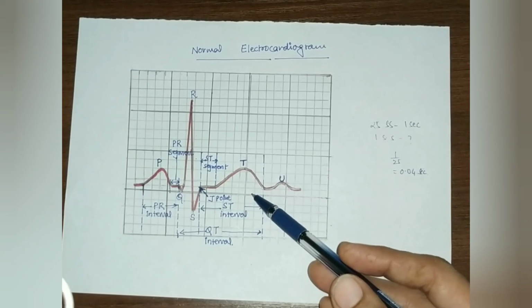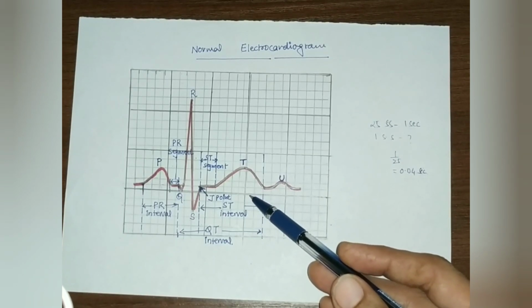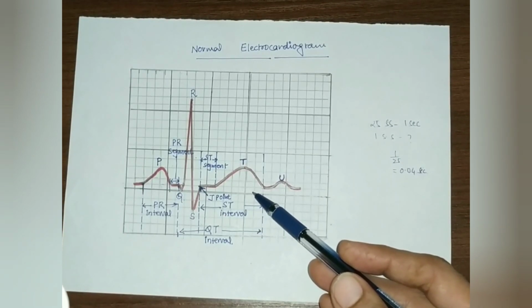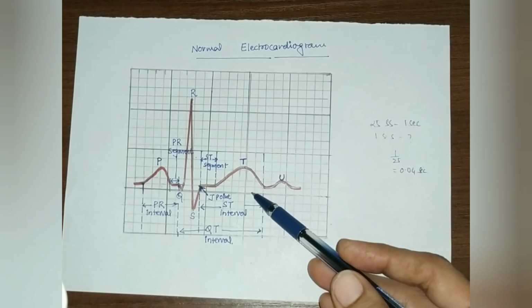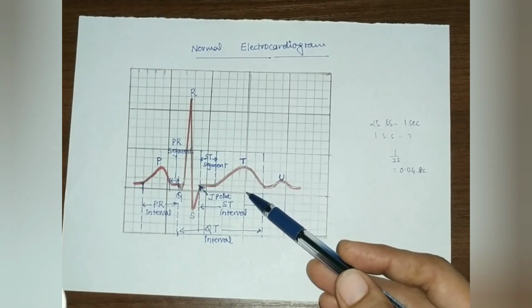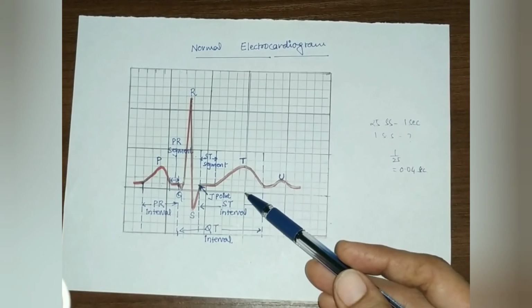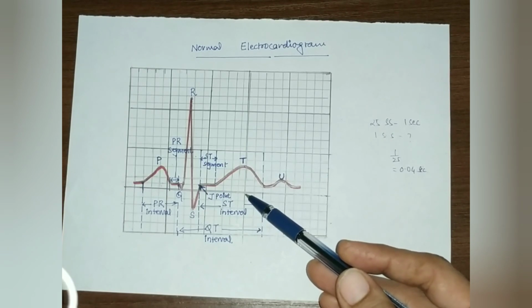Clinical significance. Flat T wave indicates insufficient oxygen supply to the myocardium. When the T wave is inverted, it is an important sign of myocardial ischemia and infarction. Tall and peaked T wave is present in hyperkalemia.